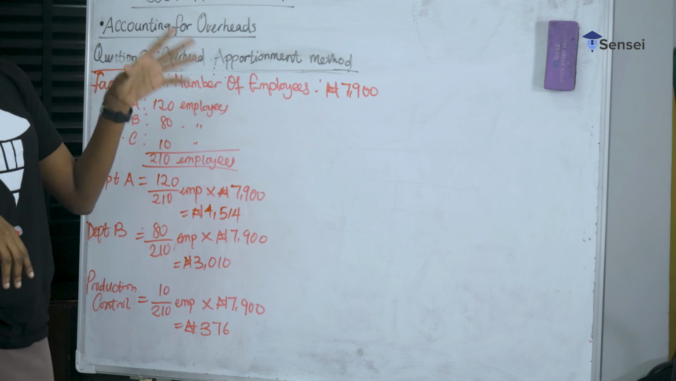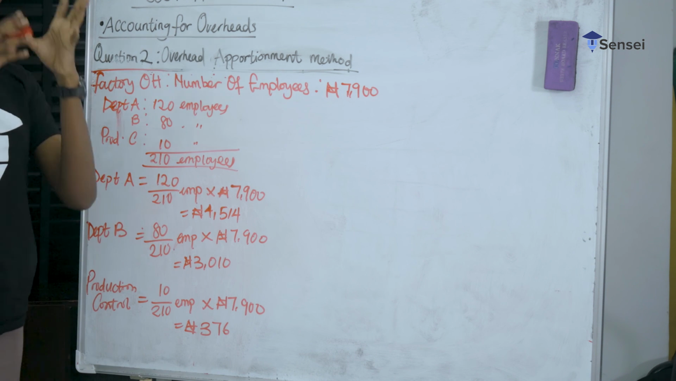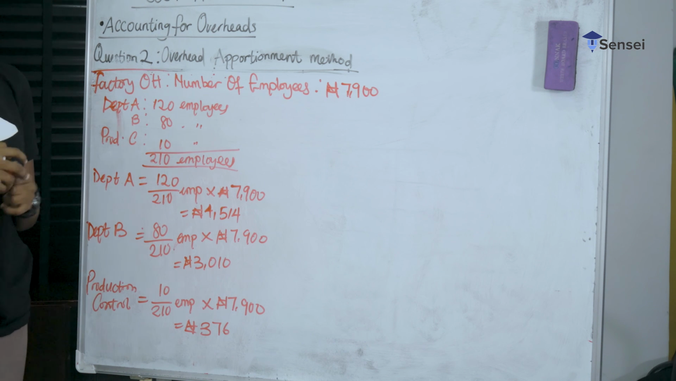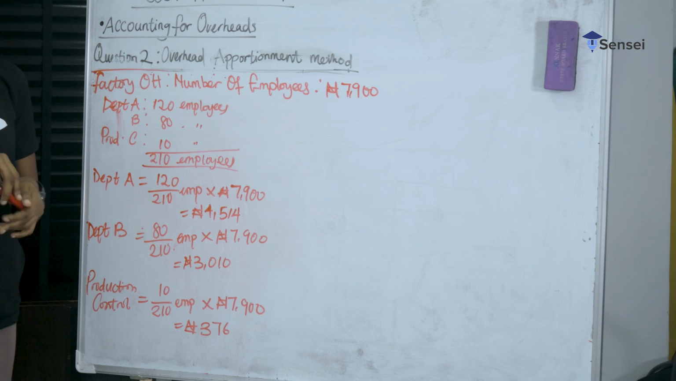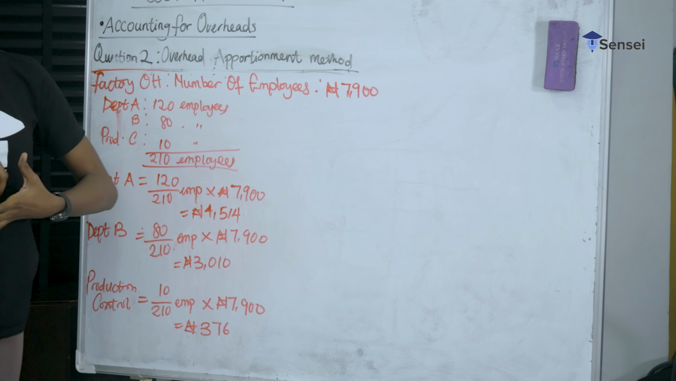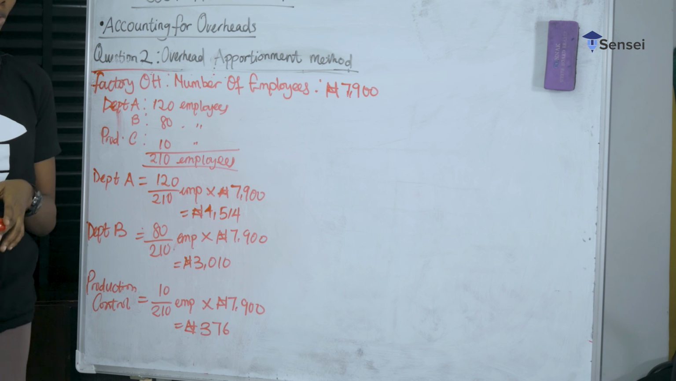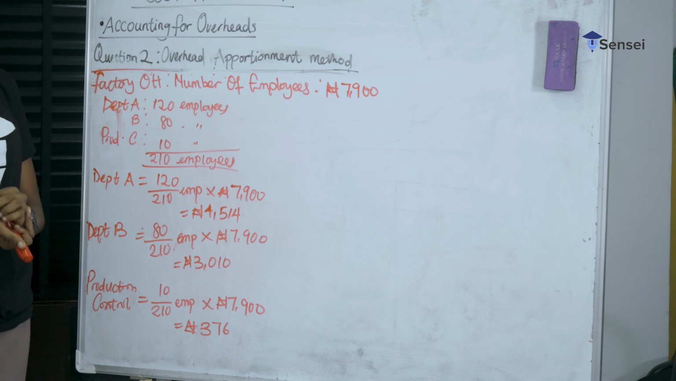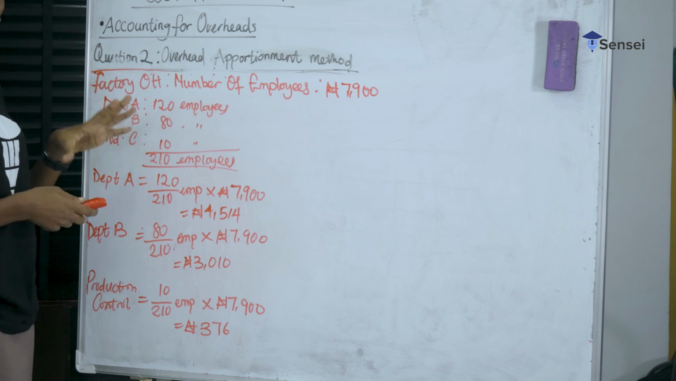So when we sum up all of these costs together, the total overhead cost for Department A is 29,818 naira, the total overhead cost for Department B gives us 22,506 naira, while the total overhead cost for the production control, which is the same thing as the service department, gives us 3,176 naira. So this will be the end of this particular session.